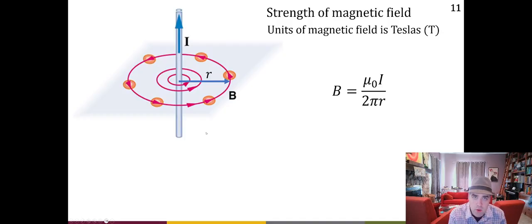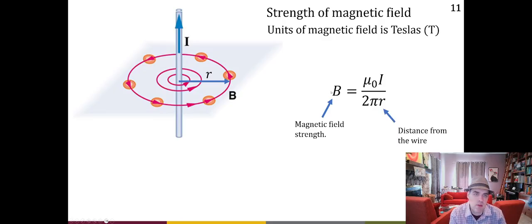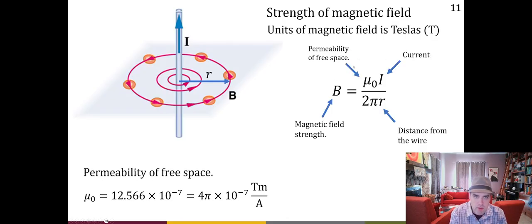We have an equation for this as well. Now, the unit of magnetic field is the Tesla, with a capital T. And we have an equation here, B equals mu naught I over 2 pi r. Where B here is the magnetic field strength. This is how strong the magnet is. r is the distance from the wire to the point that we're interested in. I is the current through the wire, and mu naught has a very fancy sciencey name, the permeability of free space.